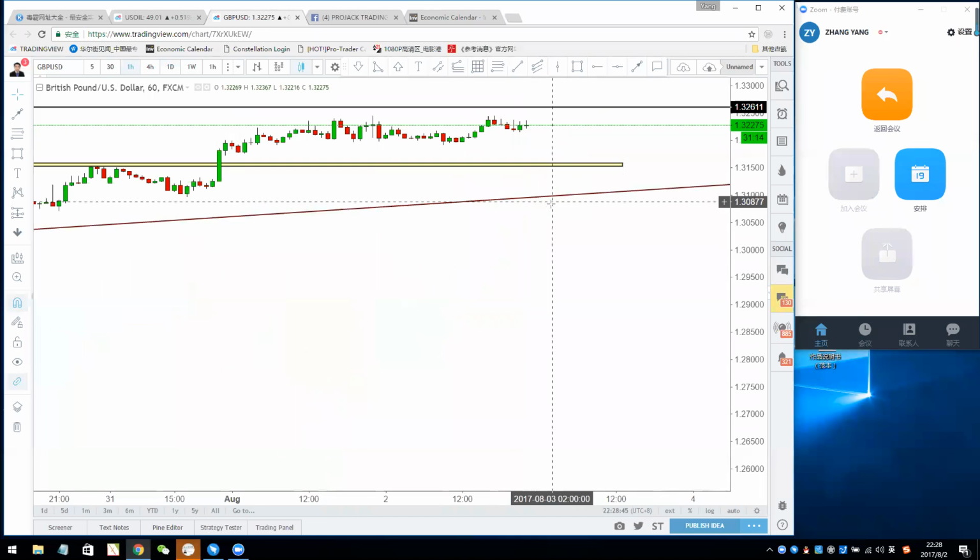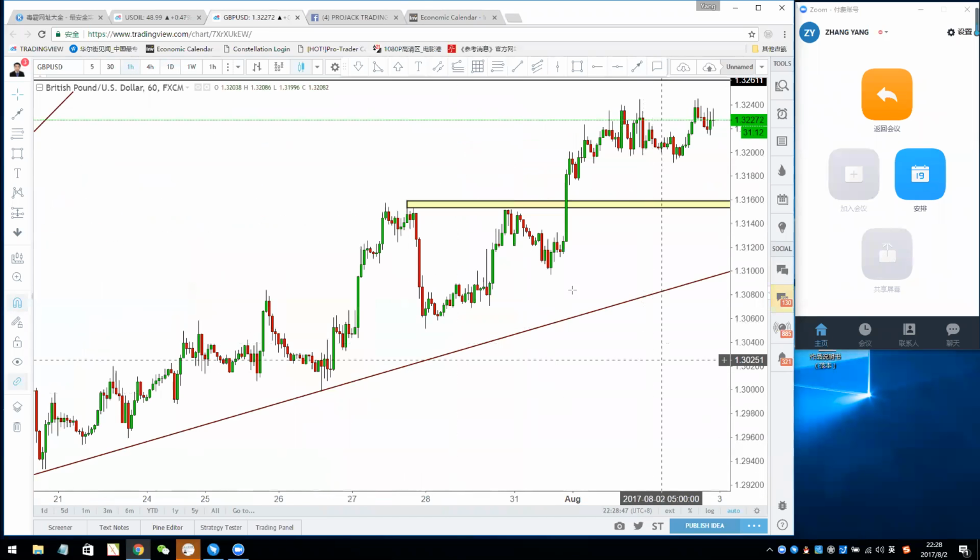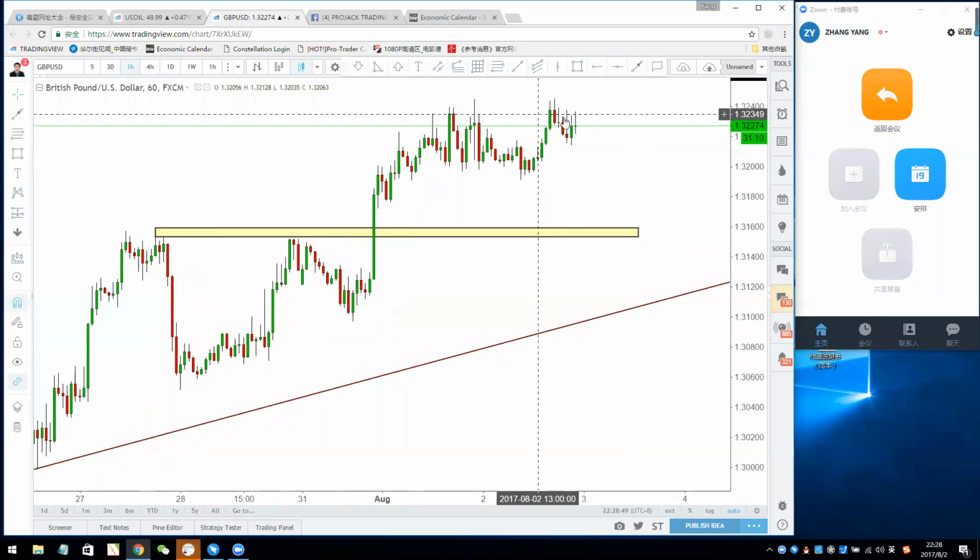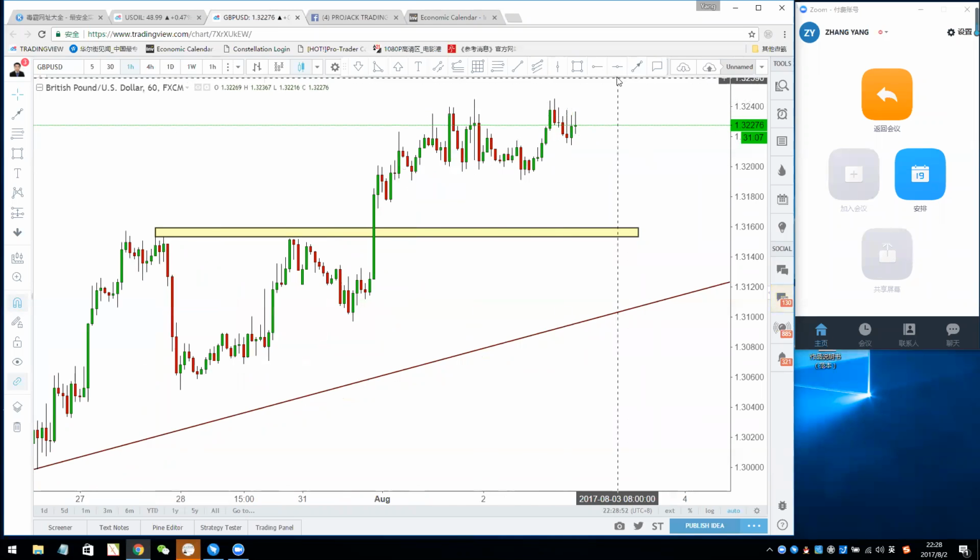In the 1 hour chart, I don't see any patterns as well. It's just trying to test the previous high. It may just make another high.